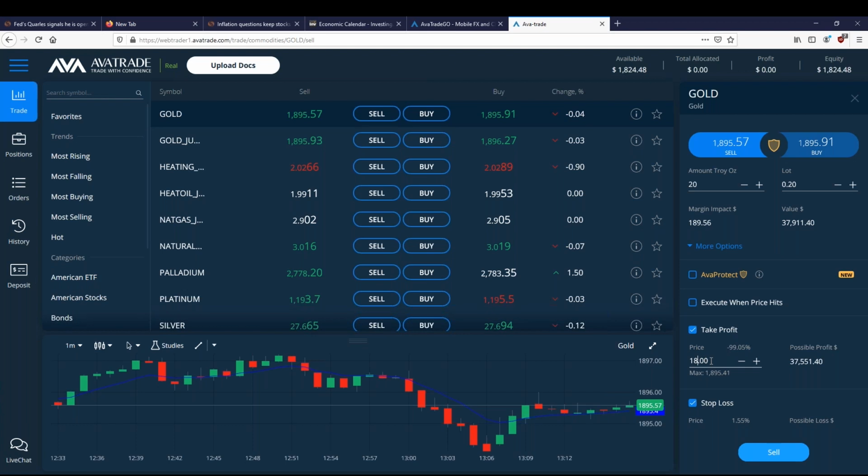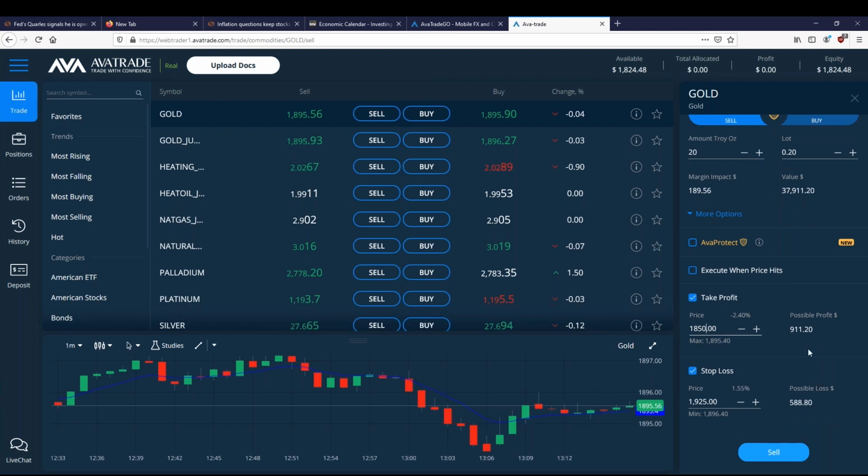And we'll put the 50 in there. Now we'll have 1850 even, which is what I was trying to do. There we are. So now I see my exposure is 588. My potential profit is 911. But I might like that potential profit, right? Boy, that's like a 50% gain on my account if that happens.